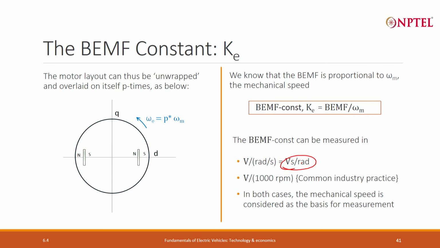But this is a somewhat physics way of expressing it. What is commonly used in the industry is, I will take the motor, rotate it at 1000 RPM and measure the back EMF. Whatever back EMF I get, I call that the back EMF constant. So, then the units will be volts divided by 1000 RPM. In both cases, when we say speed, we are talking only about the mechanical speed, not the electrical speed. So, these are two different units of measuring.